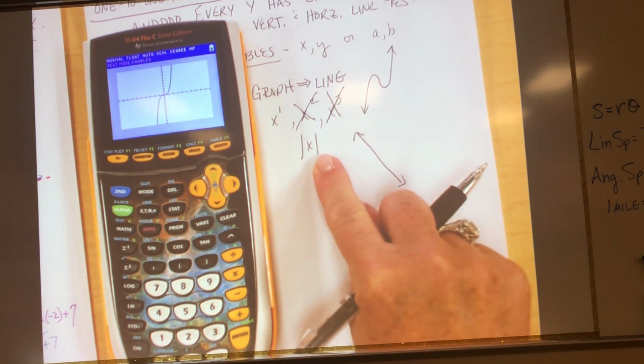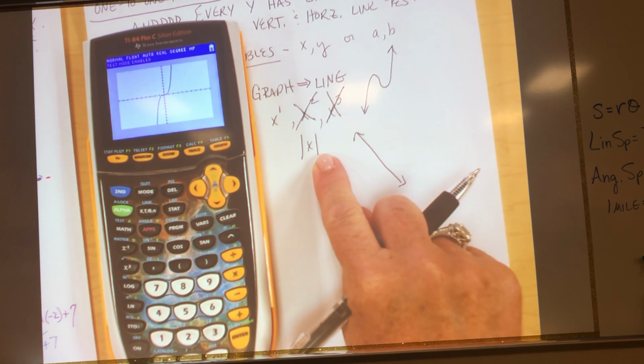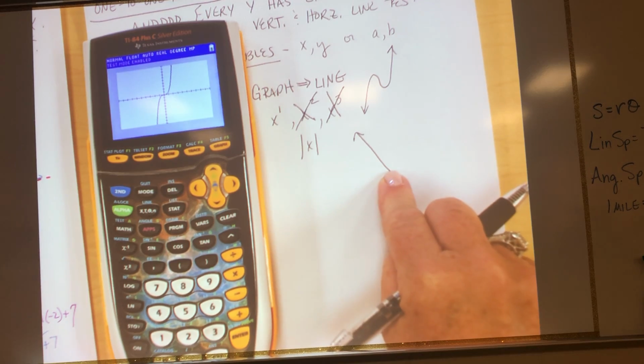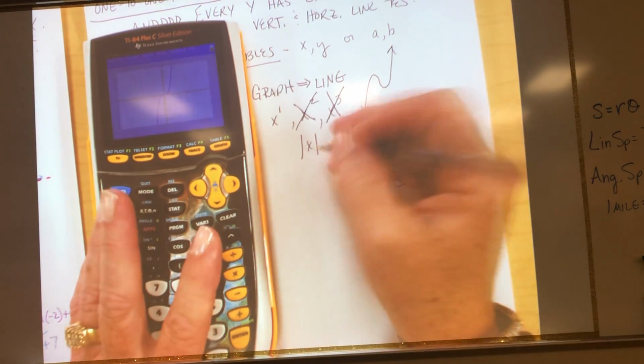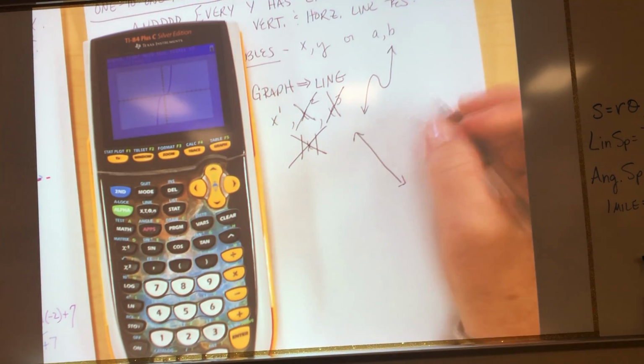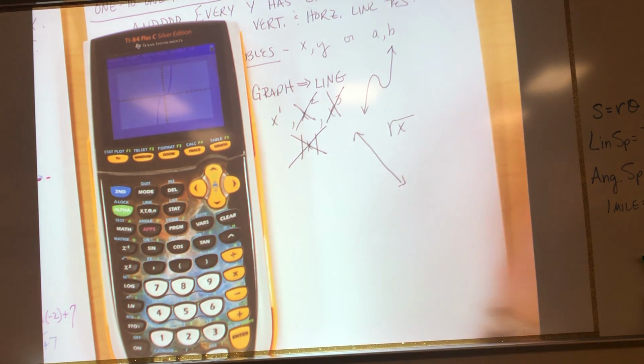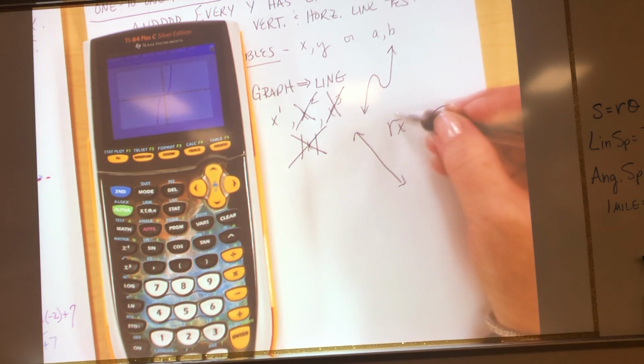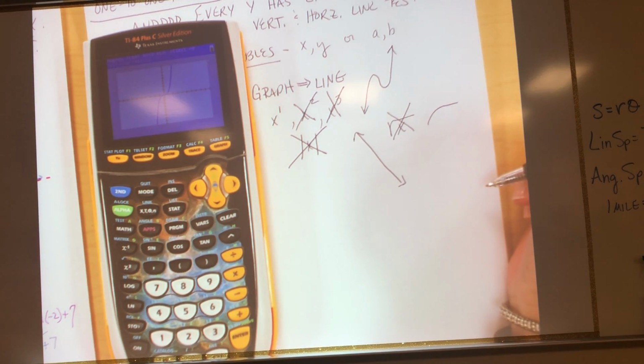Is this linear? No. When you graph it, it's like a V. It's not a line, it's a V. So no, this will not work. Okay, what about this? No. That's the top half of a sideways parabola. Somebody put the bottom half on there too. This doesn't work, all right?